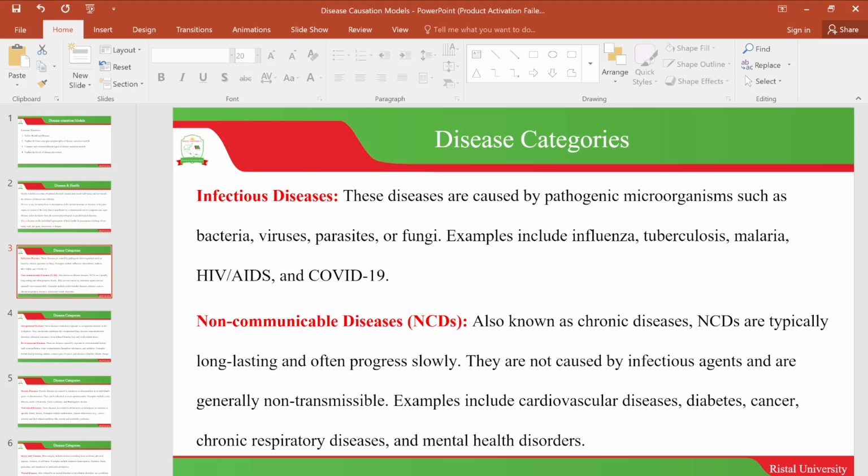This is basically to say that when we know these categories, we can know how to deal with them. Okay, we have what we call infectious diseases. Sometimes we call them communicable diseases. These are diseases that are caused by a particular agent. That means they are being transmitted by a particular agent from one person to the other.